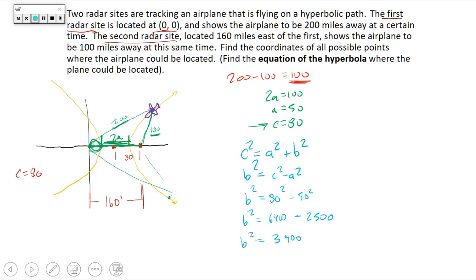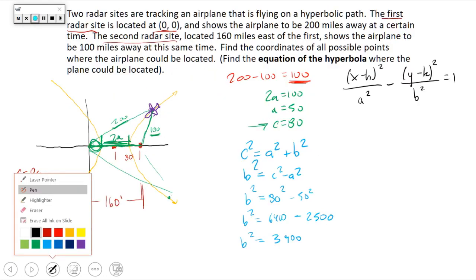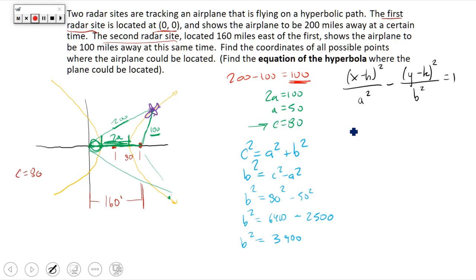And I don't care what b is, because all I want is the equation. Remember that the equation of a hyperbola is x minus h, quantity squared, divided by a squared. This is a sideways hyperbola because the x squared is going to be the positive term. Minus y minus k, quantity squared, divided by b squared, is equal to 1. So fill in what we know. h is defined as the center of the hyperbola. That's something we should probably specify.